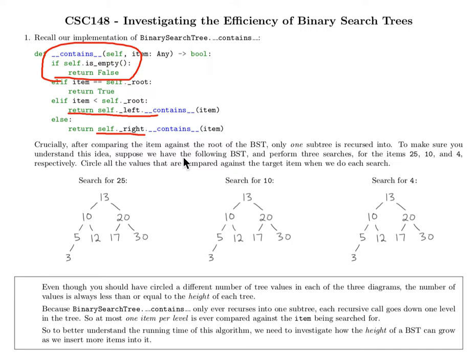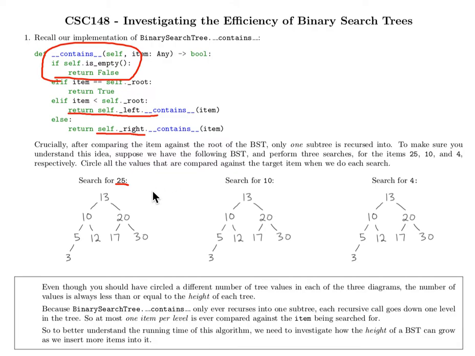So we've got three examples here, and the question just asks us to go through and circle all of the values that are compared against the item as we're looking through this tree. So let's start with the first one. The item that we're looking for is the number 25.